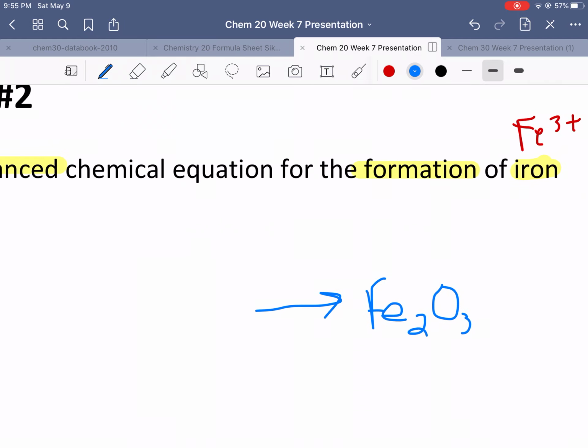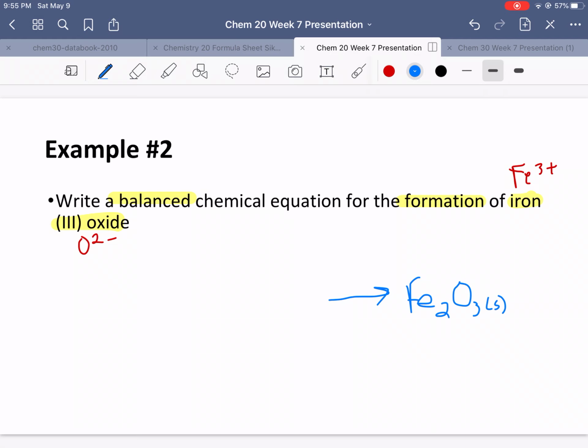And no exception, formation reactions, ionic compounds are solid when they're formed. What forms them? Split it up into individual ions. Okay, so we are going to have the individual atoms. Individual atom of iron plus individual atom of oxygen. This will be gaseous, of course.